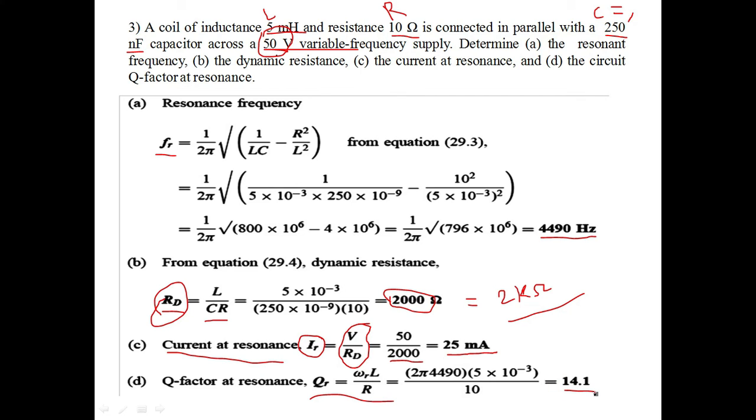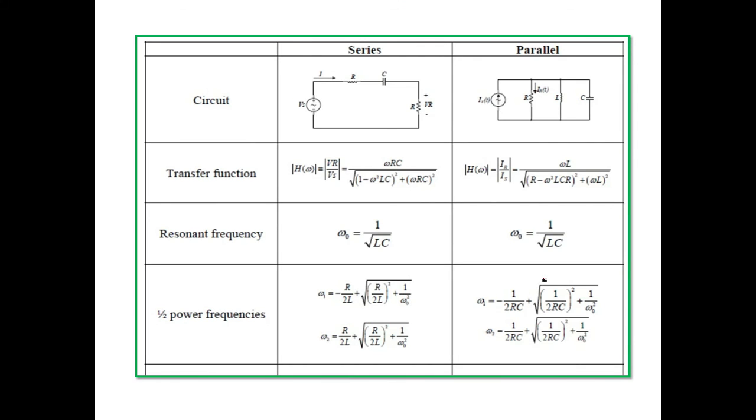Means in this way we have calculated the different parameters regarding the resonant circuit. It may be connected in series as well as in parallel. So here once again we have to compare the series resonance and parallel resonance in the form of the frequencies. First is the circuit, where in case of series resonance, the resistance R, inductor L and capacitor C will be connected in series fashion.